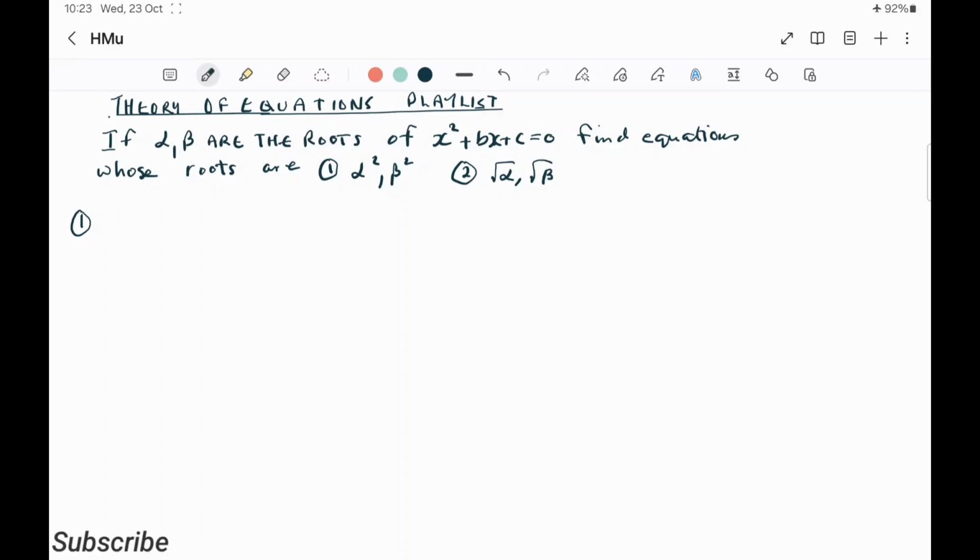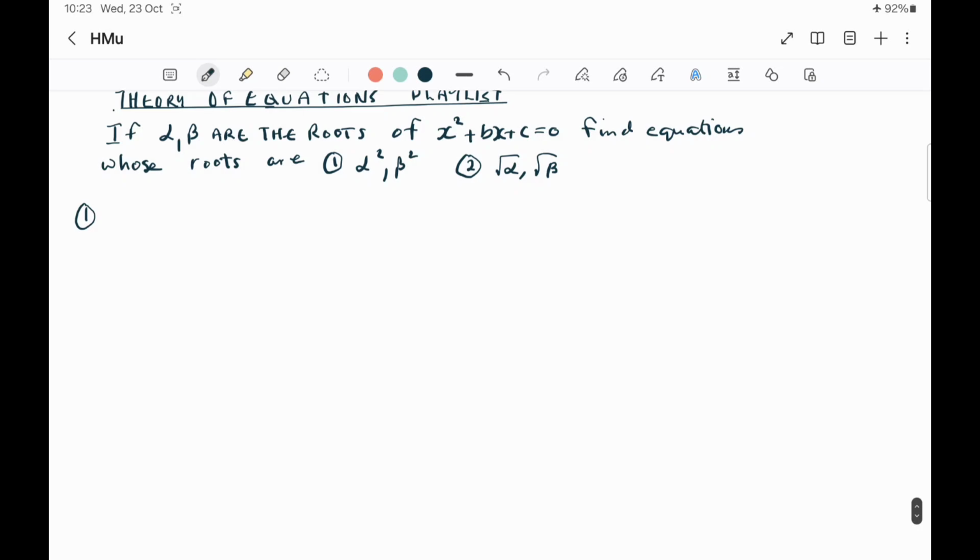Here's another question from the theory of equations, and it goes like this. If alpha and beta are the roots of x squared plus bx plus c equals 0, find equations whose roots are, first of all, alpha squared, beta squared, and secondly, square root alpha, square root beta. I think in another video I'd have dealt with the first part, but it doesn't do any harm to do it again.